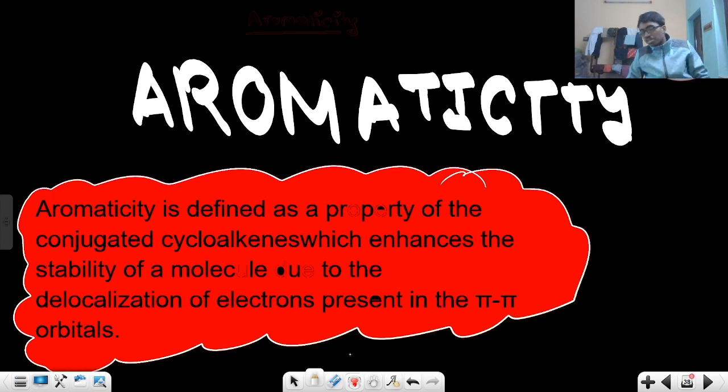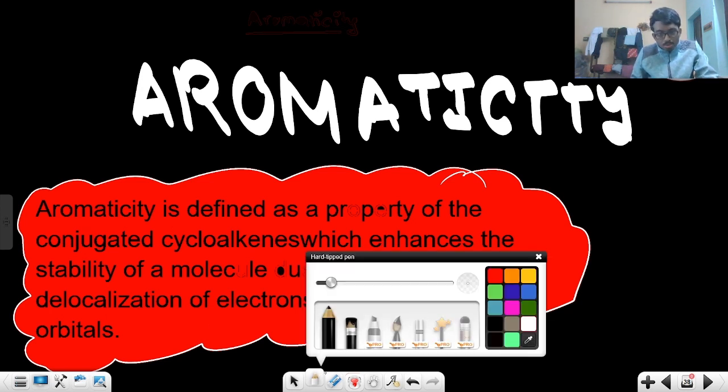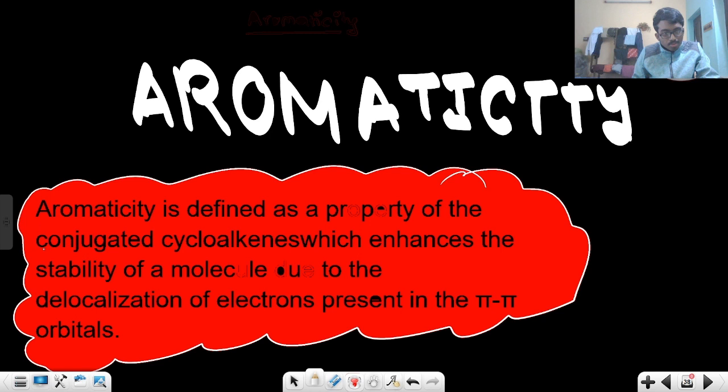Let's come to aromaticity. Aroma, what is an aroma? Aroma is something which you can smell, a very good smell. So aromaticity is a special property of organic compounds, not all organic compounds, but of conjugated cycloalkenes. Cyclo and conjugated means one after the other, one alternate, clear, which enhances the stability of the molecule. Aromatic compounds are highly stable due to the delocalization of the electrons. Clear? So what points you need to remember? From here you need to remember the point: conjugated cycloalkene. Conjugated means every alternate position. Alternate.